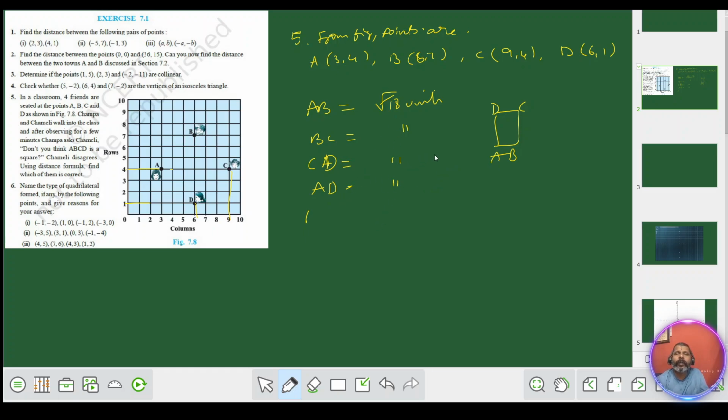If all sides are equal, it can be a rhombus also. So we have to find the diagonals also, AC and BD. This also comes as root 18 units only. Therefore, we can say Champa is correct. I'm not solving here because it's a straight distance formula you can apply. Okay, fine. We'll move on.